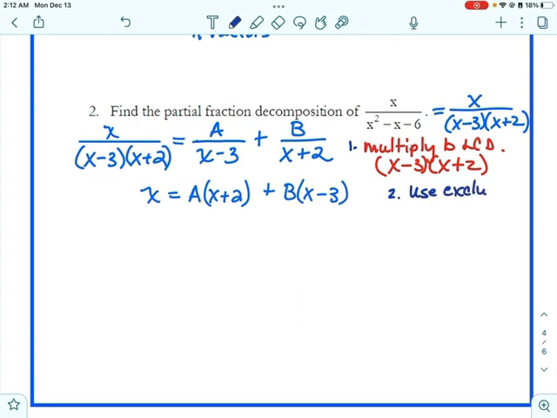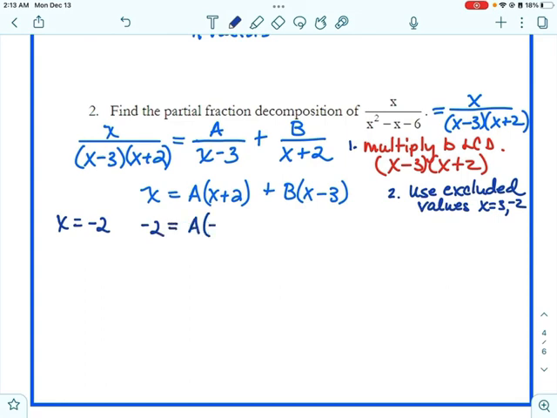So now think of this fraction in the beginning, and which values would be considered excluded values. We're going to use x is equal to 3 and negative 2. We're going to say x is equal to negative 2 first. So we plug in negative 2 for x. We get A times negative 2 plus 2 plus B times negative 2 minus 3. So you can see that this first term is going to go to 0.